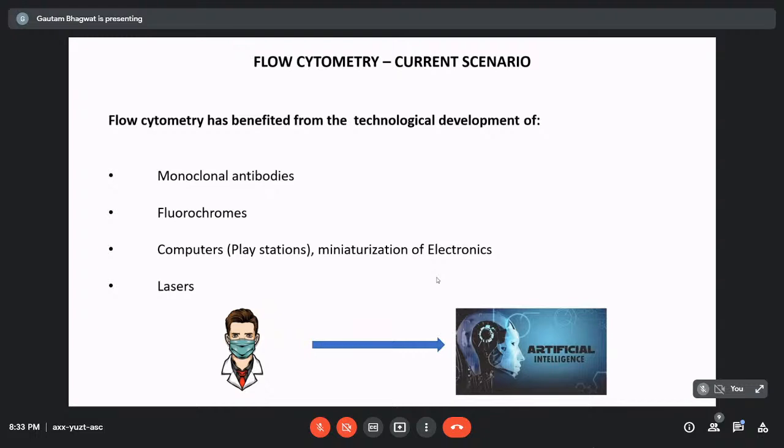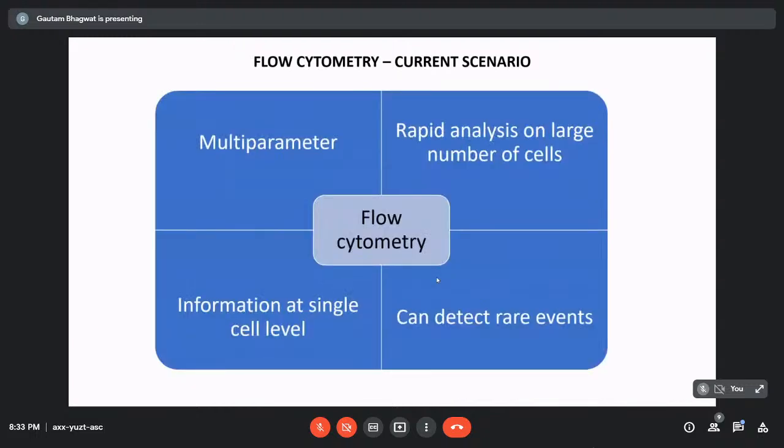Also, artificial intelligence has taken over. Now processing can be done in an automated way. You can load the sample in an automated way. You can analyze the sample in an automated way. I'll present an example after 2-3 slides. But one thing is multi-parameter information at the single cell level. You are now able to detect rare events, and therefore follow up leukemia, for example. Measurable residual disease has become possible, and you can rapidly analyze a large number of cells.